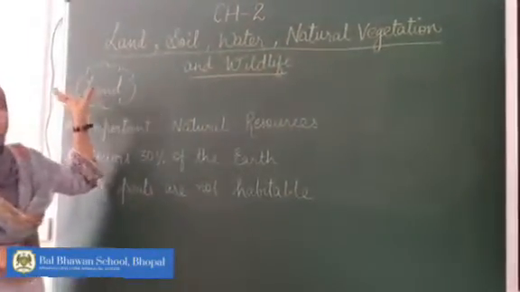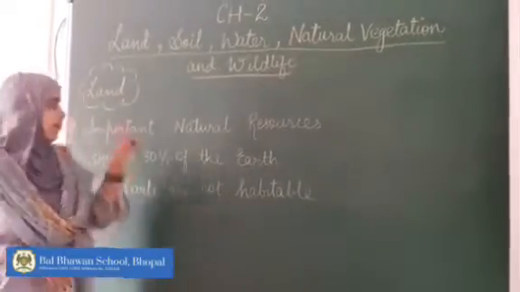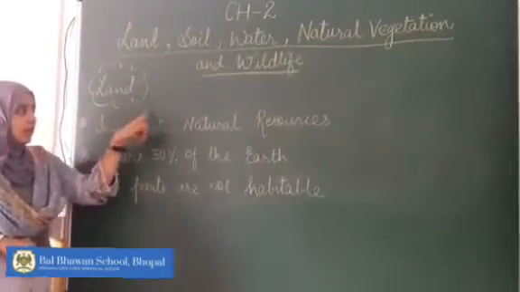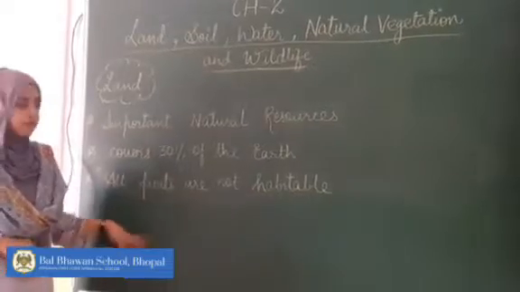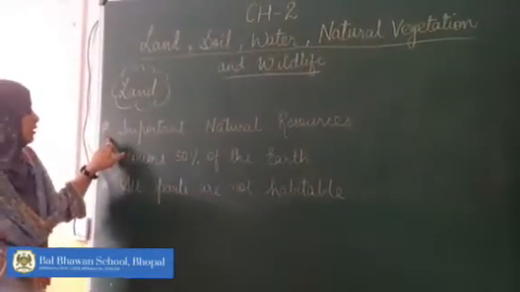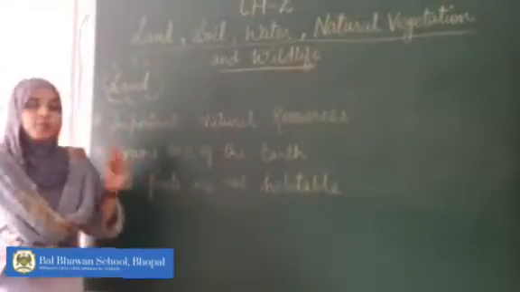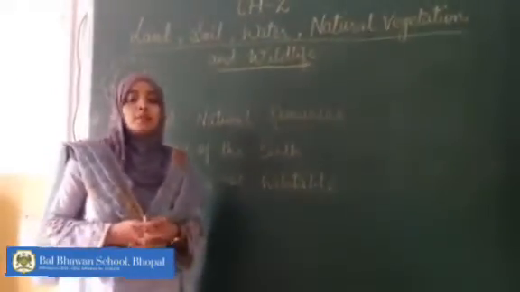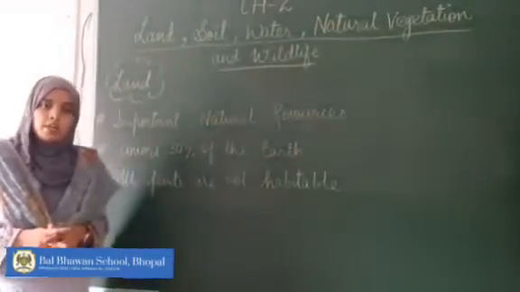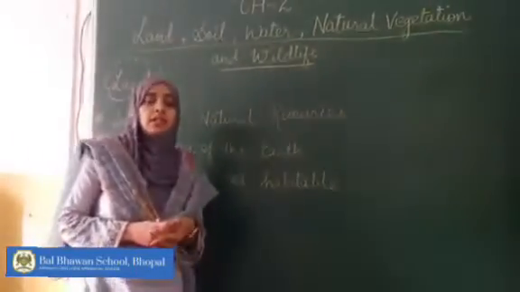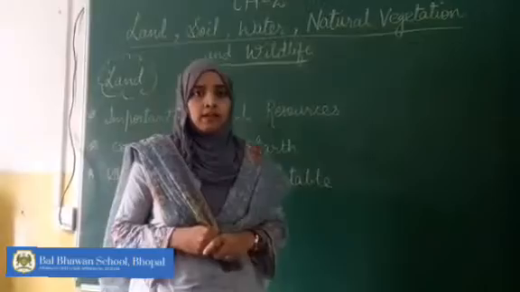So the first resource which we are going to read in this chapter is land. Now there are some important facts about land. First we will read about them. Land is an important natural resource. Why is it called an important natural resource? It is because all human activities take place only on land.